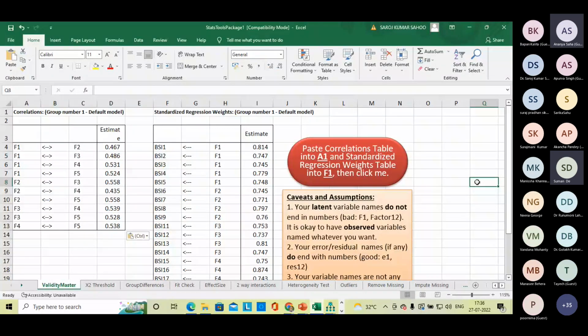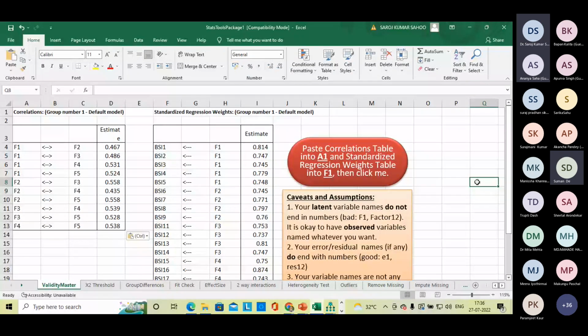Okay, sir. In this Excel sheet, which sheet do I have to open, sir? I'm sorry. Validity master. Go to the validity master of the Excel sheet. Then, yes, sir, then standardized regression.